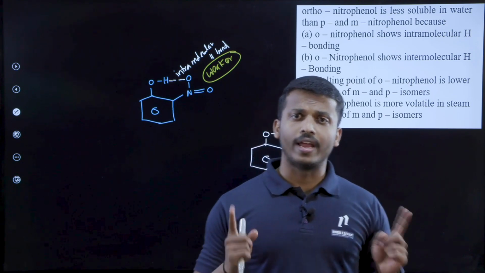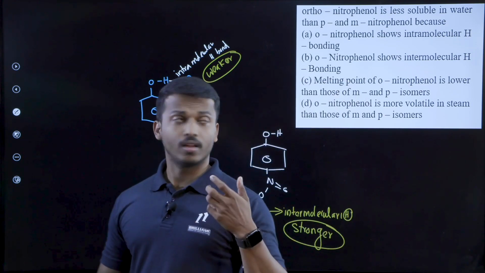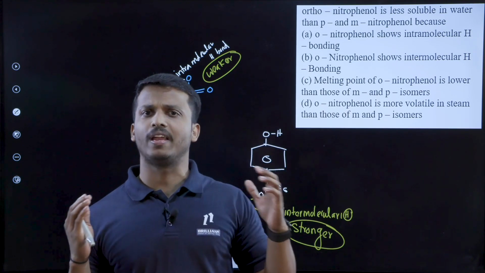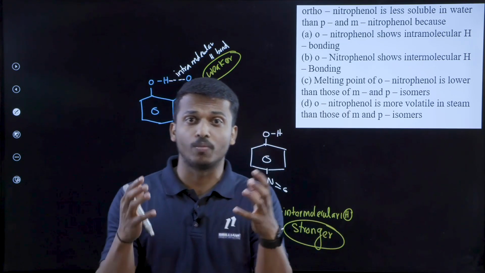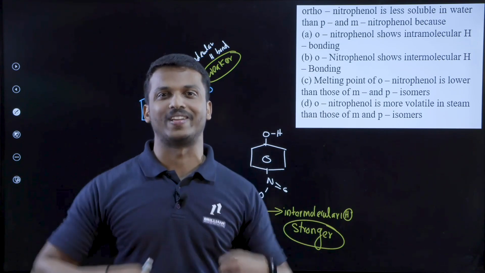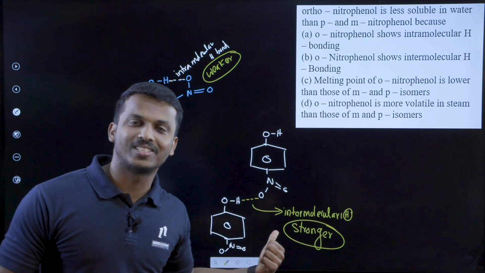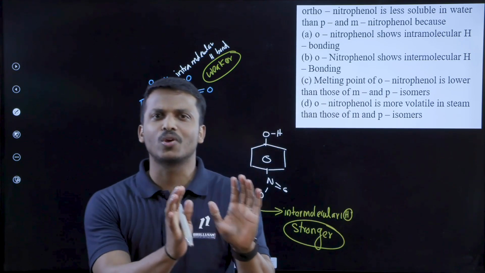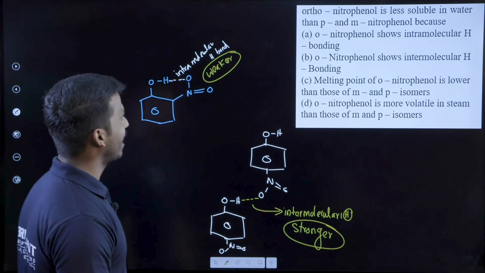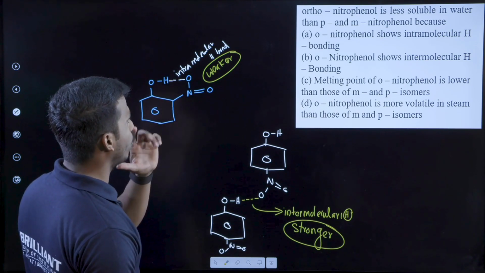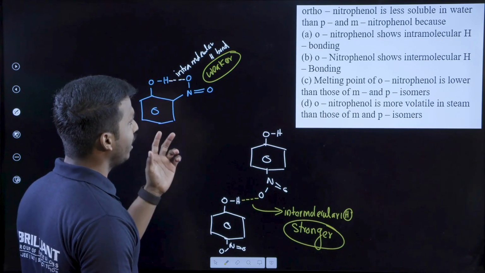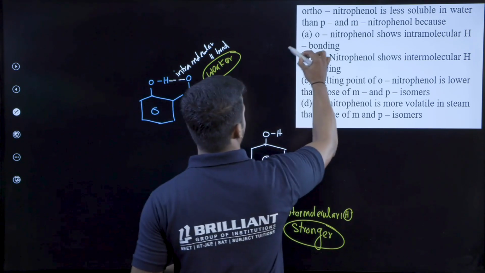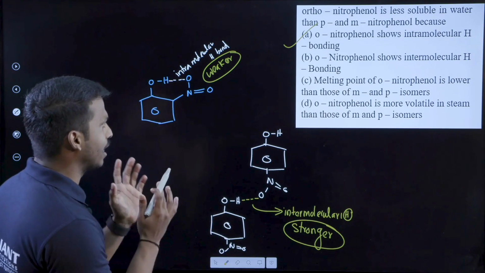Why is orthonitrophenol less soluble in water? If you want a compound to be soluble in water, it should have the ability to make very strong hydrogen bonding with the water. But intramolecular hydrogen bonding is the weakest bond in orthonitrophenol, so it is less soluble in water. Correct. So what is the answer, dear all? Option A, orthonitrophenol shows intramolecular hydrogen bonding. Yes, intramolecular. Because of that, it is less soluble in water.